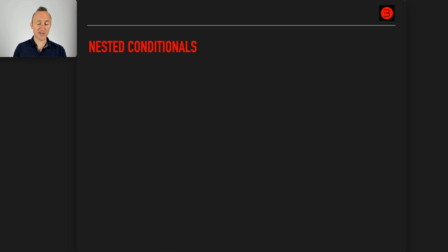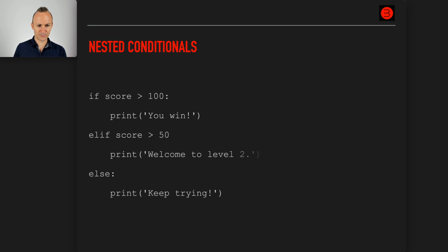Now, for one final topic on conditionals, consider nested conditionals. Interesting. What is that? Well, here you have one. So it's the same as before with something in the middle added in. It says elif score greater than 50. Welcome to level 2. Okay, so basically it's simply another clause, and you can have as many elifs as you want. They stand for else if. So if score is greater than 100, print out you win.